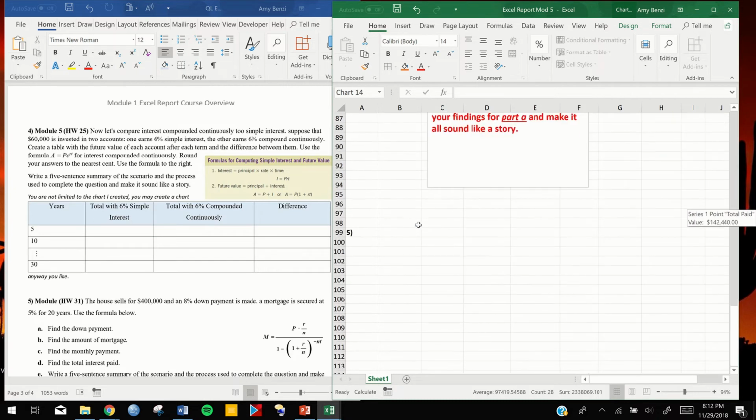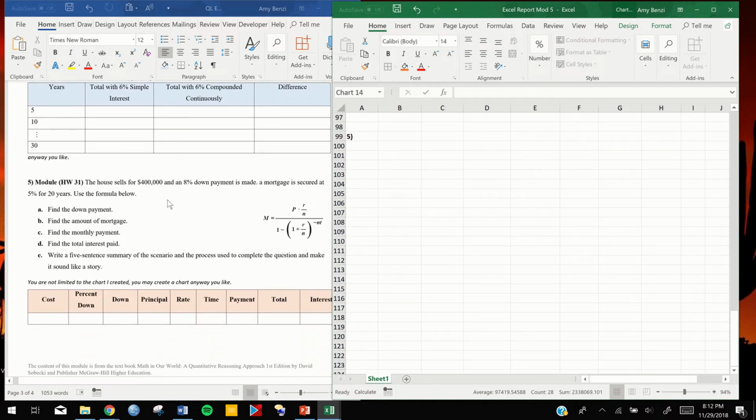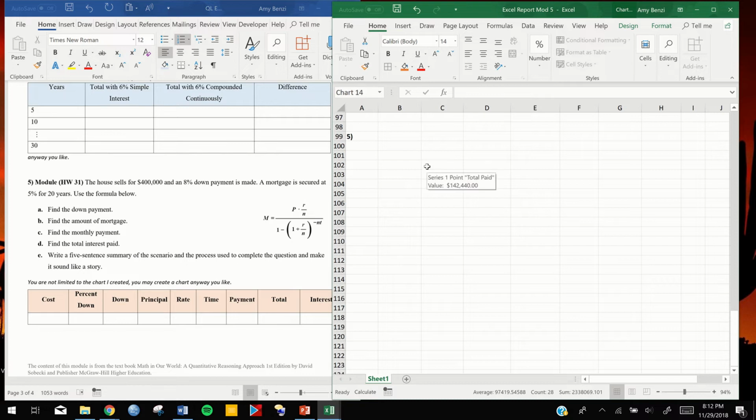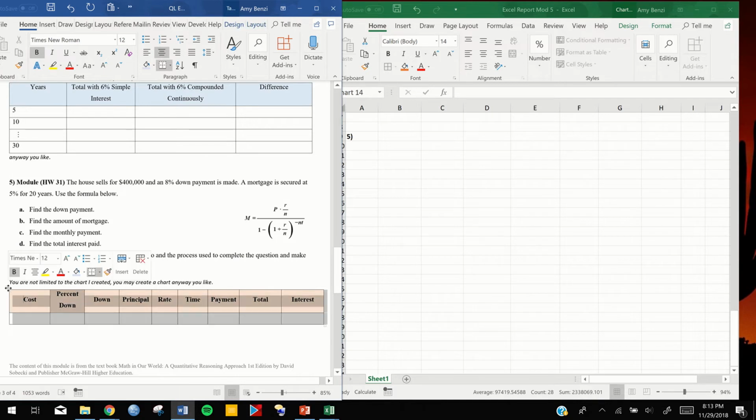All right, I am going to move to number 5. Number 5, I am looking to find the monthly payments on a house, it looks like. So the house sells for $400,000, and with an 8% down payment, an 8% down payment is made. Mortgage is secured at 5% for 20 years. All right, so we are going to create a chart here for number 5. Of course, I already have my lovely chart.